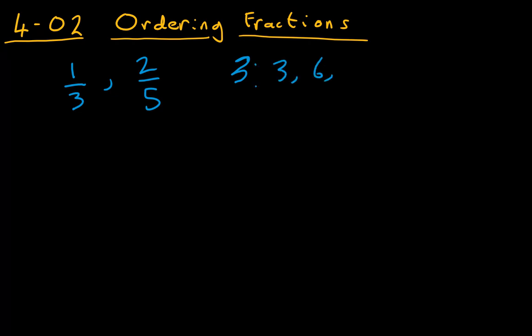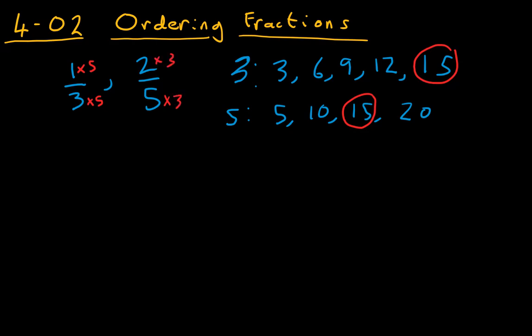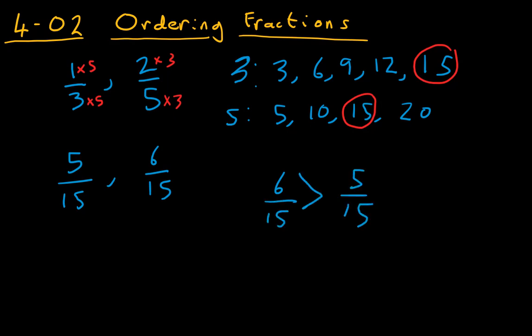3, 6, 9, 12, 15. We've got 5, 10, 15, 20. Lowest common multiple is 15. So we need to multiply the numerator and denominator by 5 here, and by 3 here, to get 15. So let's do that then. We've got 5 over 15, and we've got 6 over 15. Well, 6 out of 15 is greater than 5 over 15.